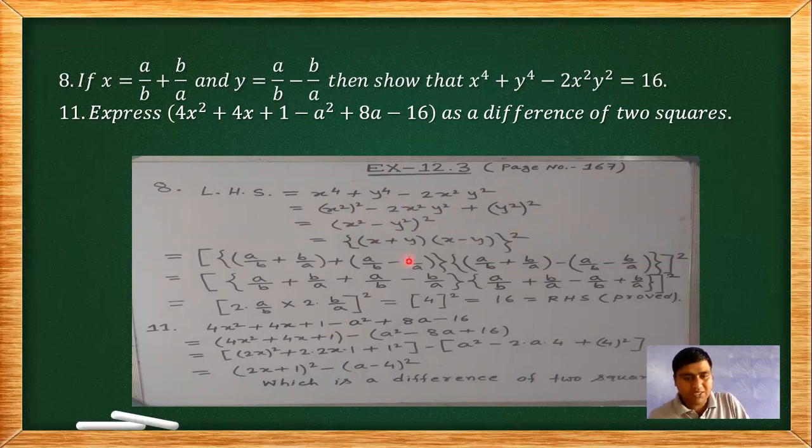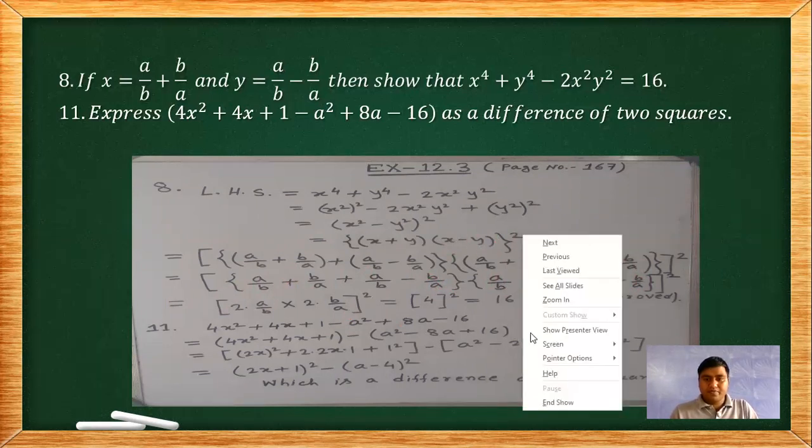Now putting the value of x and y. Sorry, value of x is a/b plus b/a plus value of y, a/b minus b/a. And again value of x, a/b plus b/a, minus value of y, a/b minus b/a, whole square equals, open the bracket, a/b plus b/a plus a/b minus b/a, into a/b plus b/a. This is a minus sign, minus a/b minus, I want to say, plus b/a.